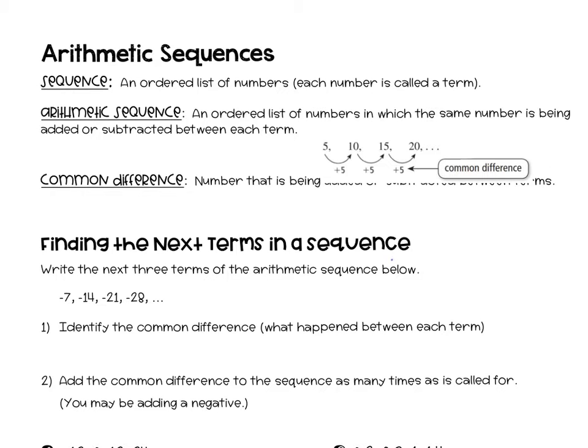So a sequence is just an ordered list of numbers. Each number is called a term, more specifically. And then an arithmetic sequence, which is what we're looking at today, is an ordered list of numbers in which the same number is being added or subtracted. Really, subtraction, you're going to think add a negative. Okay, and then the common difference you will see a lot. So this kind of got cut off here, I apologize, but that is the number that is being added between each term.